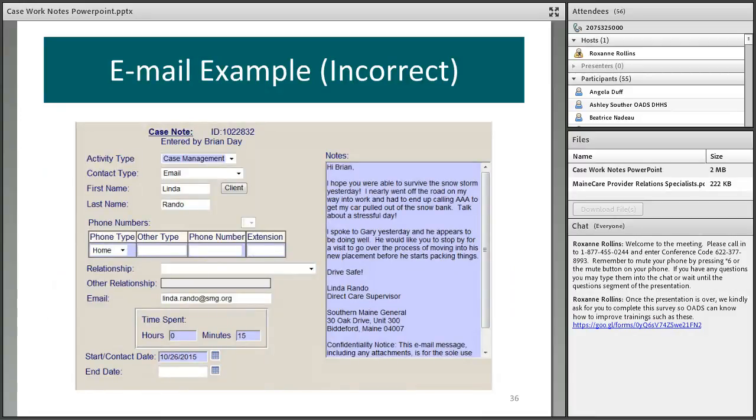So here's an incorrect one in MAPSIS. Somebody cut and pasted the whole email. Hi, Brian, hope you were able to survive the snowstorm. I nearly went off the road, blah, blah, blah. Then you get to what this is about. I spoke with Gary yesterday. He appears he's doing well. And I'm not going to read that whole thing, but that's the piece.